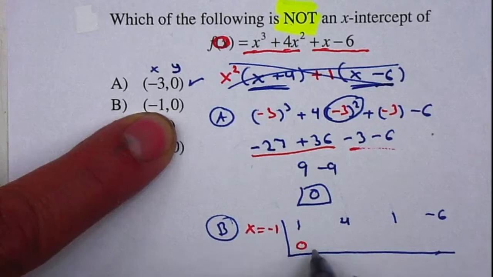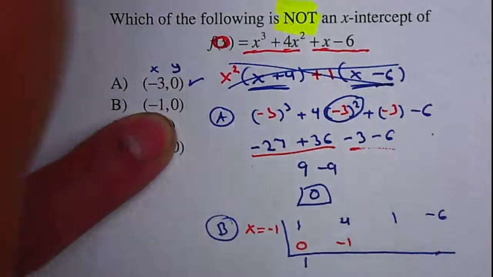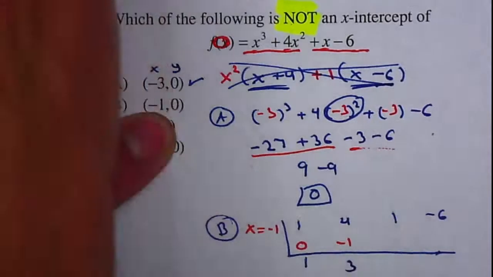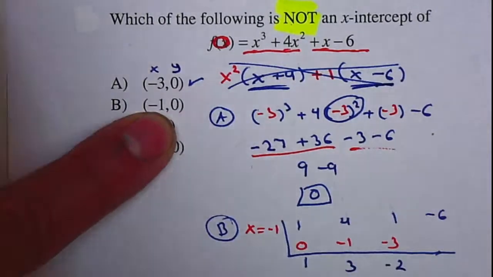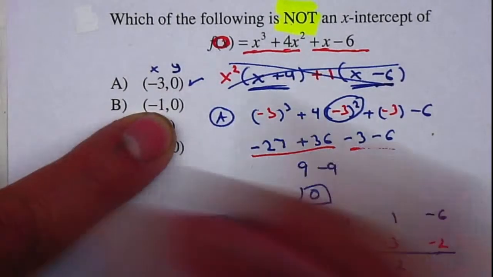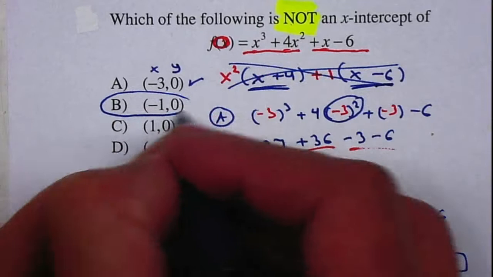So I'll start with a 0. Add gives you a 1. Multiply. Negative 1 times 1 is negative 1. Add gives you a 3. Multiply. Negative 1 times 3 is negative 3. Add gives you a negative 2. Multiply. Negative 1 times negative 2 is 2. Add gives you a negative 8. It does not give you a 0, so therefore B is not an x-intercept, so therefore B is your answer.